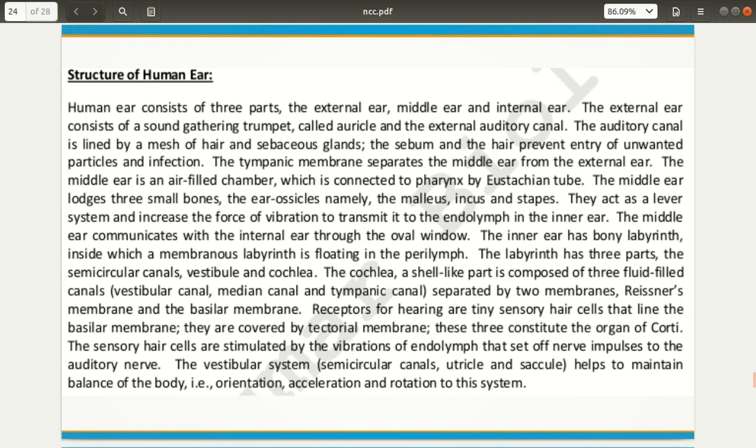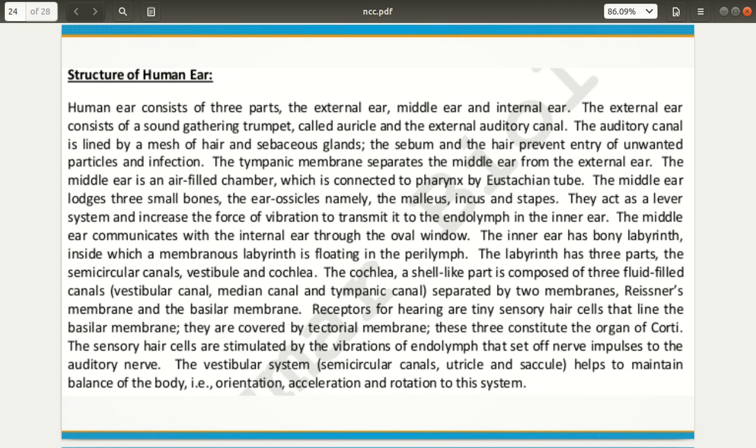Now we'll proceed to the next part, that is the structure of the human ear. The human ear consists of three parts: the external ear, middle ear, and internal ear. The external ear consists of a sound-gathering trumpet called the auricle, and the external auditory canal. The auditory canal is lined by a mesh of hair and sebaceous glands. The sebum and the hair prevent entry of unwanted particles and infection.